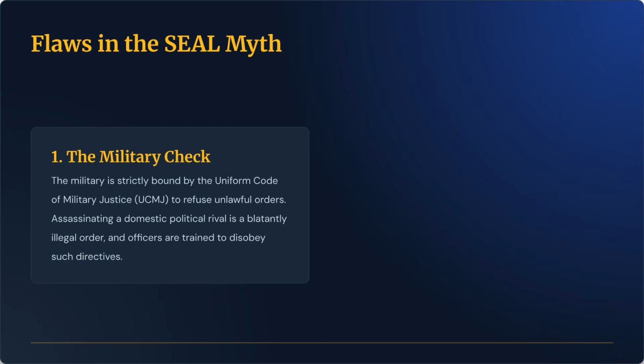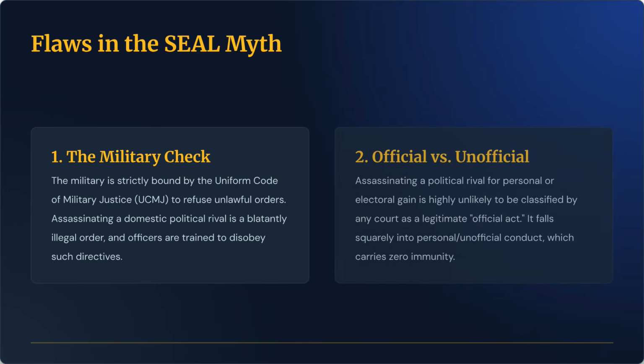The SEAL myth has 2 key flaws. First, the military check. The military is bound by the UCMJ to refuse illegal orders. Second, official versus unofficial. Assassinating a political rival for personal gain is not a legitimate official act and carries zero immunity.